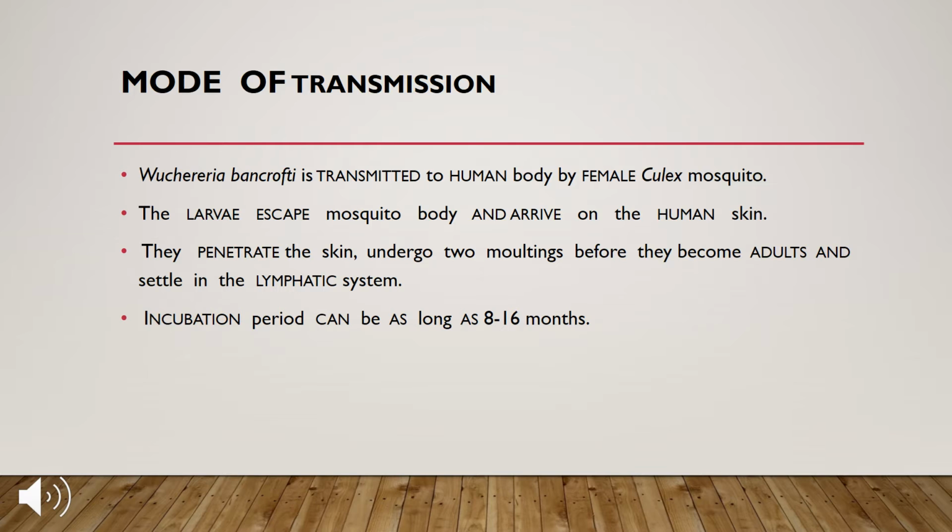So what it does, it first rests on the human skin, the surface. From there it penetrates, undergoes two moltings before they become adults and they settle in the lymphatic system, and the incubation period can be as long as 8 to 16 months. Once your body is affected by Wuchereria bancrofti, it leaves severe results, severe swelling in the affected part of your body.